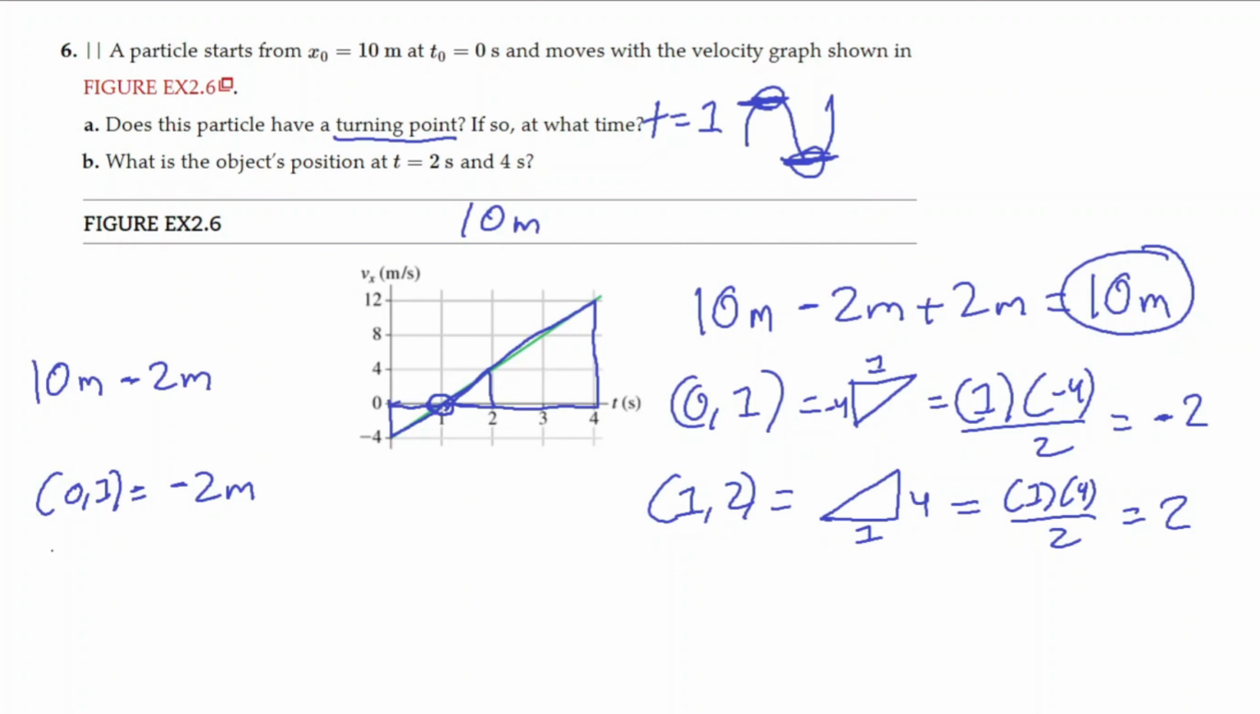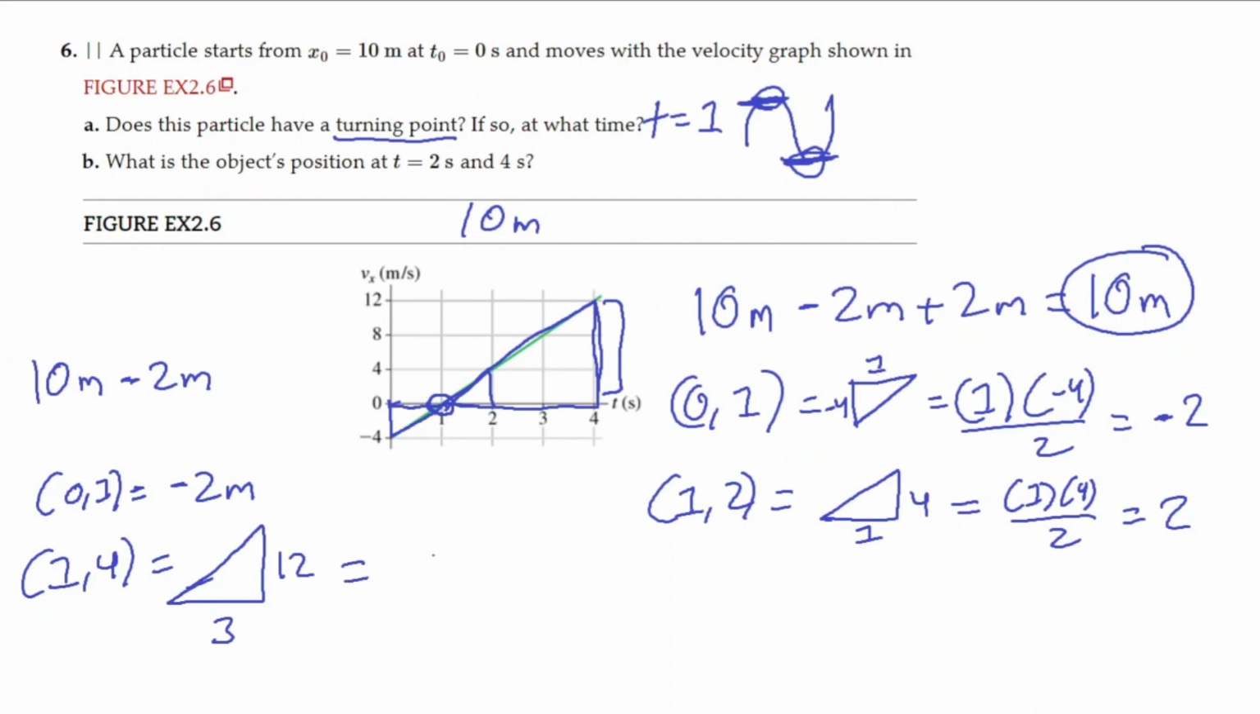And now we need to find the area under the graph from the interval of 1 to 4. So for 1 to 4, if we draw a triangle, the base is going to be 4 minus 1, which is 3. Then the height is going to be right here, which is going to be 12.